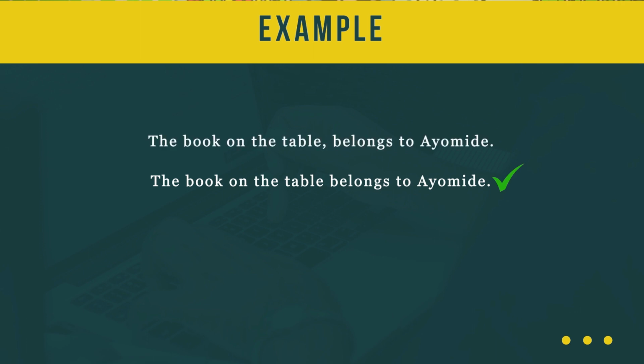Another example is, the book on the table belongs to Ayomide. If the comma comes before the word belongs, then it is really unnecessary, so just leave it out.